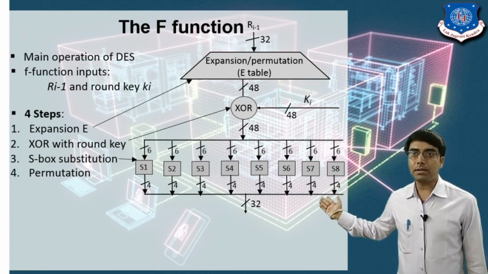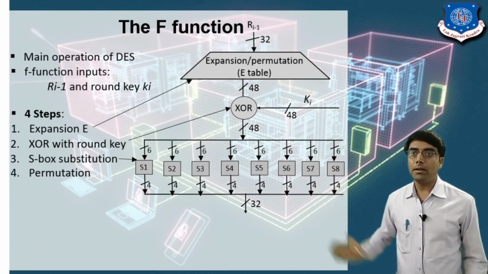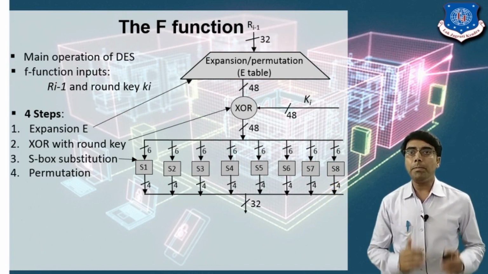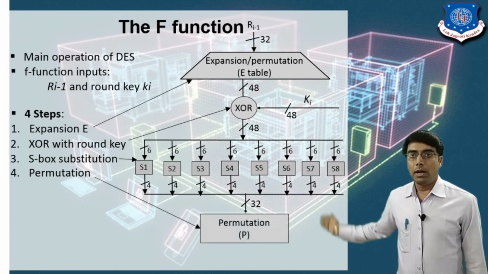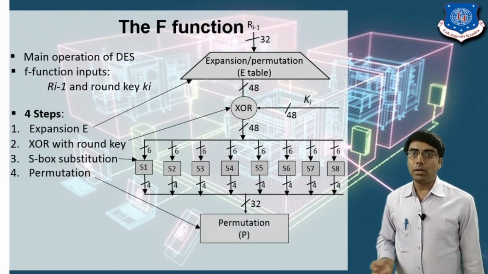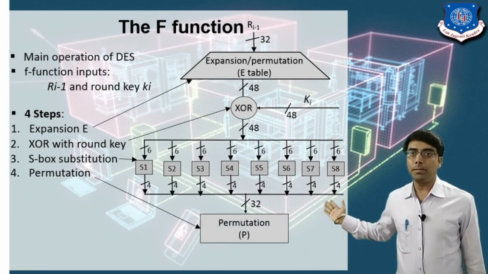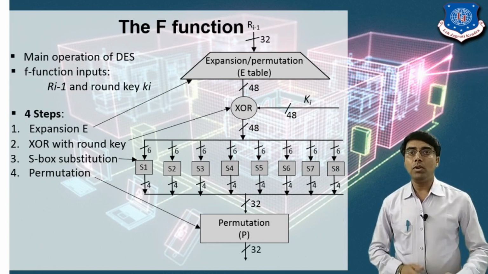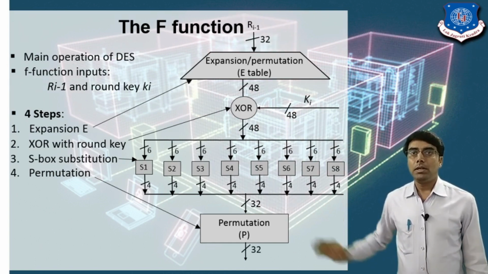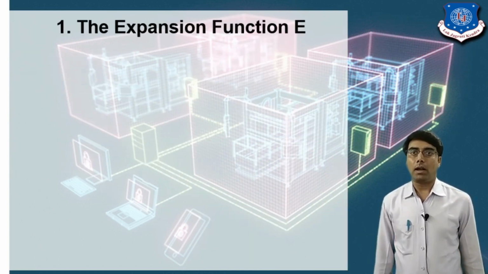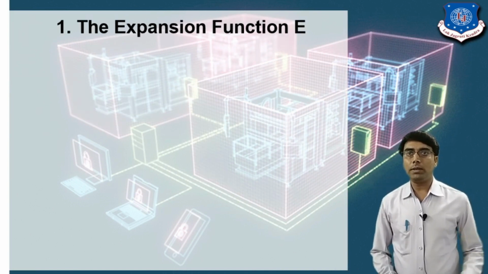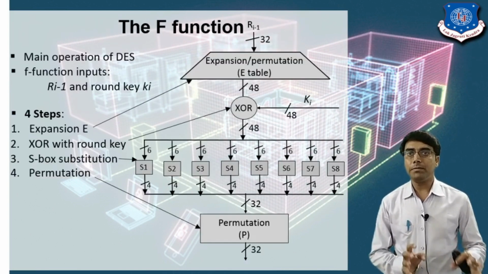Now, in the final step, we perform the permutation. The 32-bit output is given as input to the permutation. After applying the permutation, it generates a 32-bit output. So this is all about the f function.